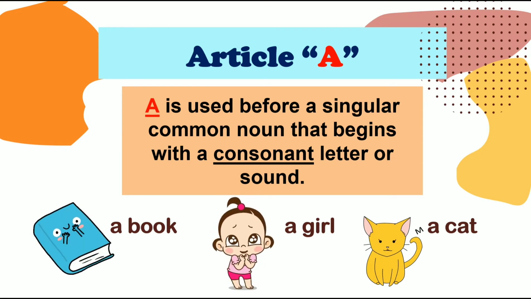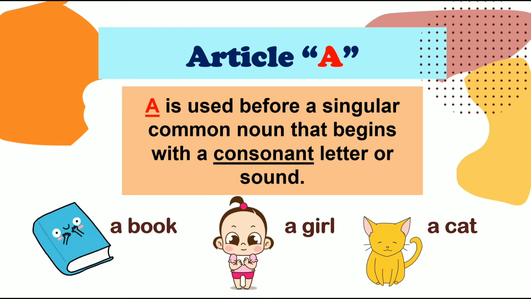Now take a look. All the nouns that we have here in our examples begin with a consonant letter, like book, beginning with letter B, girl, G, and cat with letter C. So again, if you use article A, you use it before a noun that begins with a consonant letter or sound.